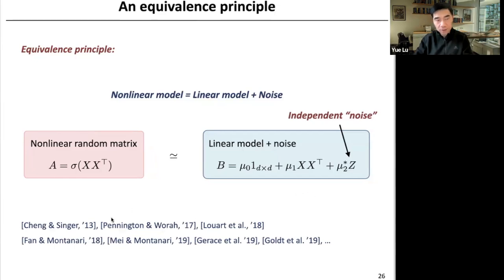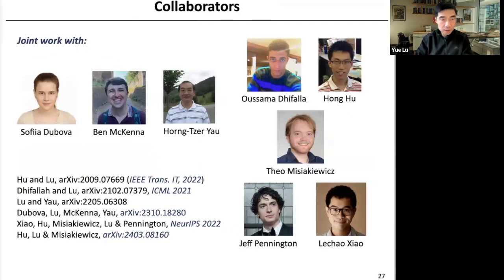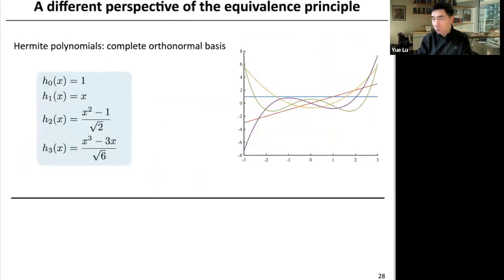It appeared first in a paper by Cheng and Singer in the random matrix theory literature, and more recently it has also been studied in the context of random feature models and high-dimensional regression. Over the past couple of years, I've also been studying this kind of matrix with a number of collaborators in different settings. Let me provide a very high-level picture. How do I now understand this equivalence principle? What is the underlying mechanism behind it?